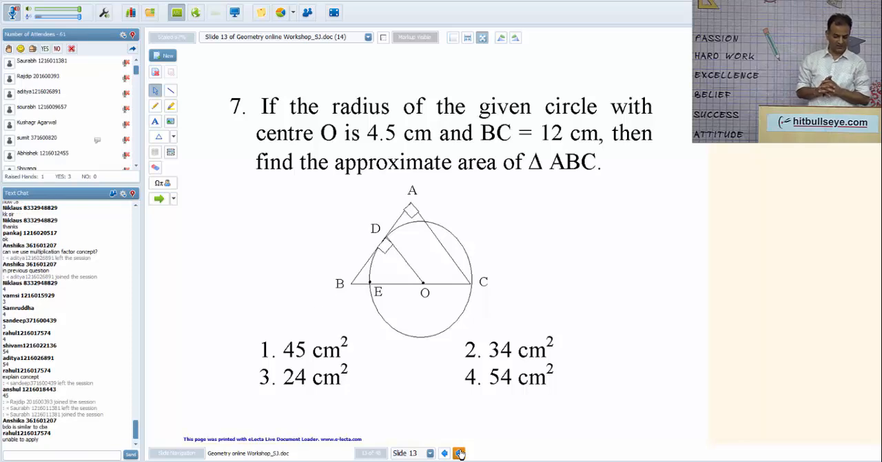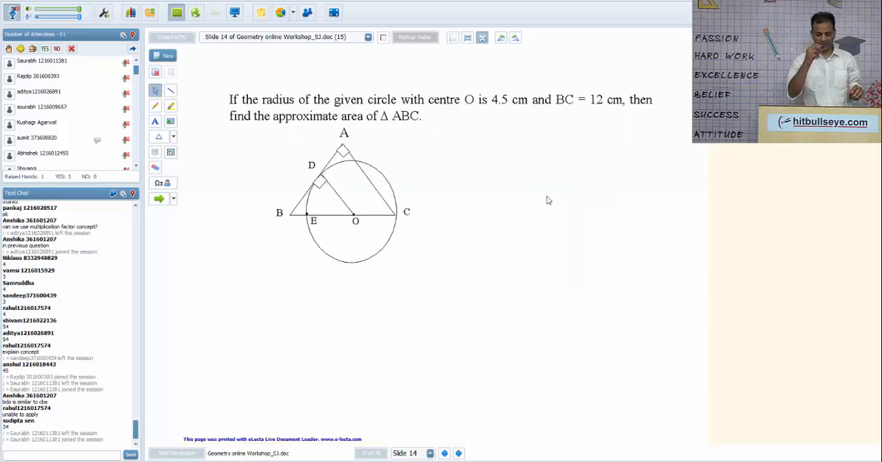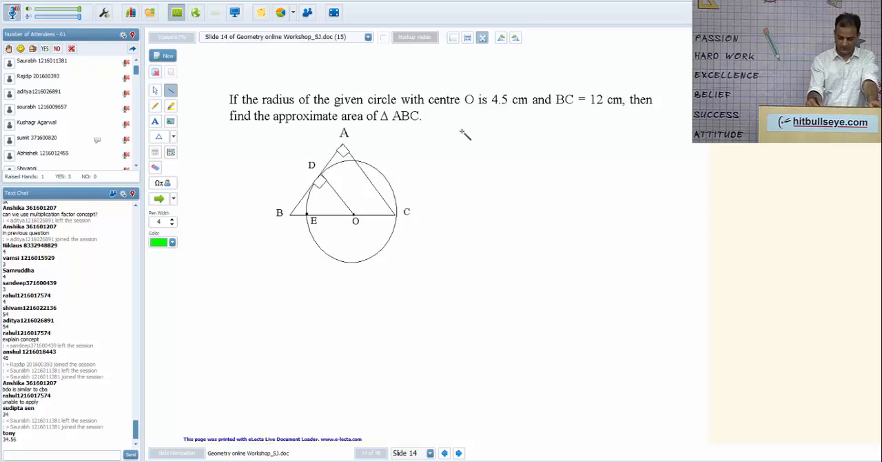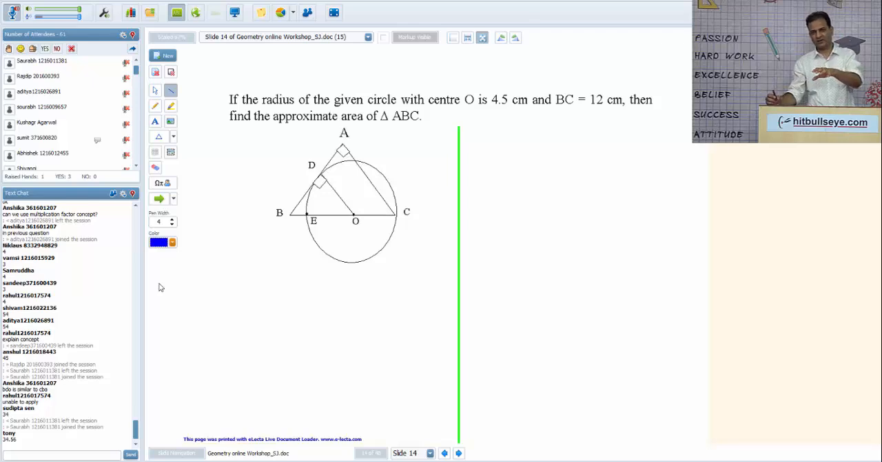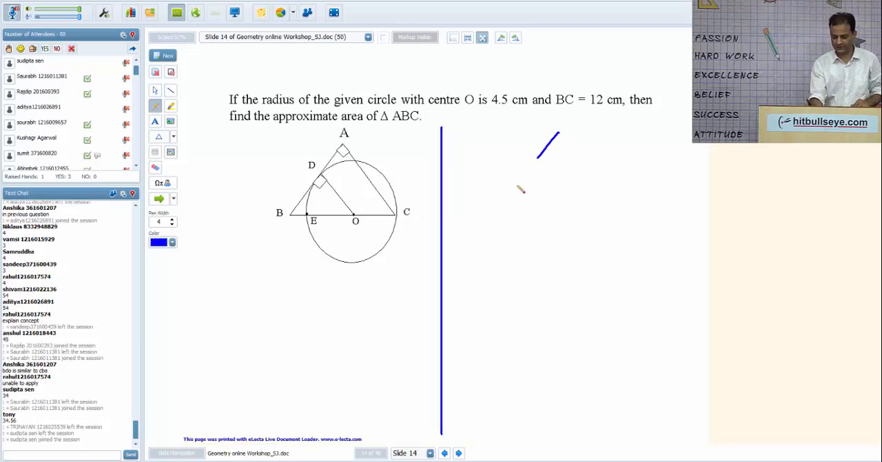34. Yes, BDO is similar to ABC. You are unable to apply it. Okay, see friends, before this I would like to again come to the same question which I have already explained to you. I am telling you the concept of similarity. If you are able to understand it, believe me, you can apply it in a lot of questions in geometry. Again, what is similarity, friends? Again I will go to the same question.